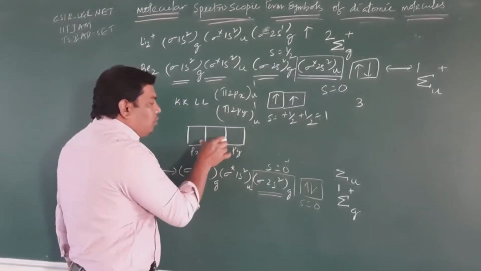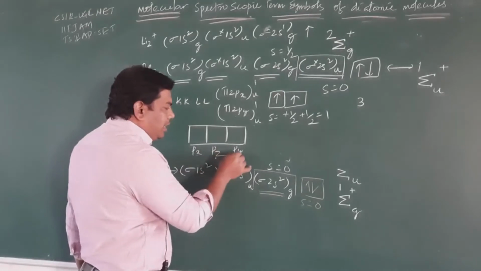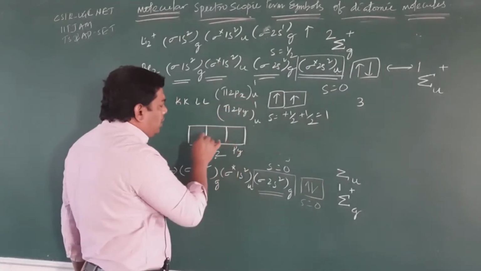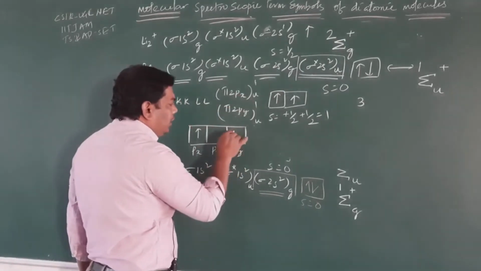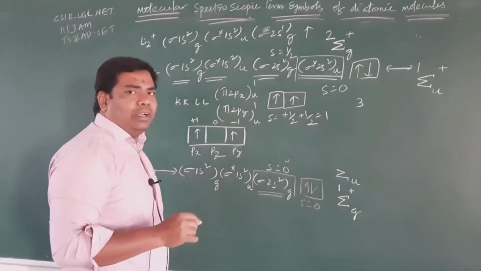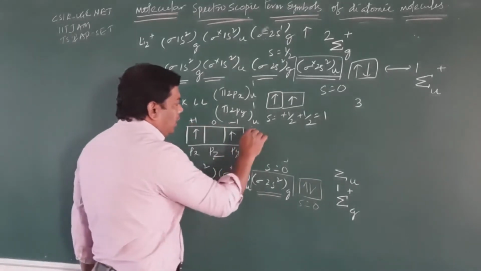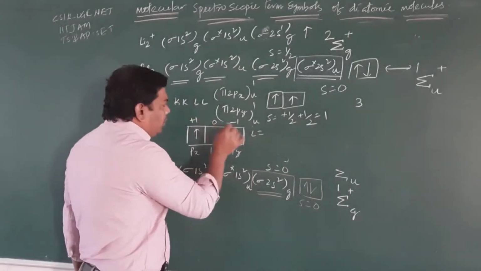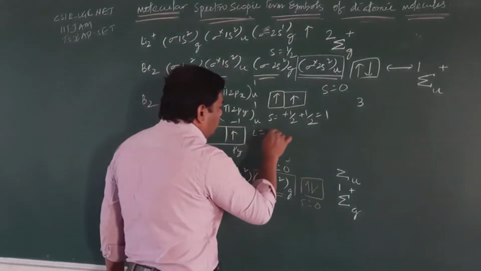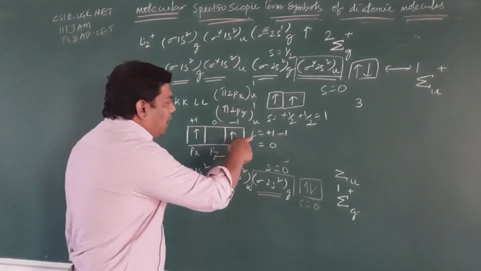Always you can follow this way. So this is px and this is pz and this is py. Okay, so the electrons are present in here and here. So here 0, minus 1. So the magnetic quantum numbers are plus 1, 0, minus 1. So you can calculate L: plus 1 minus 1 is equal to what, student? 0. So the L value is equal to 0.